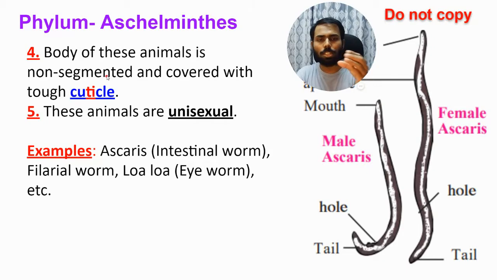Okay, segment यानी छोटा सा पार्ट. So non-segmented यानी छोटे छोटे पार्ट नहीं होंगे, एक लंबा सा सिंगल बॉडी पार्ट होगा. Okay, they are covered with a tough cuticle. Cuticle means some outer covering or outer layer. So the outer layer is going to be tough, strong होने वाला.